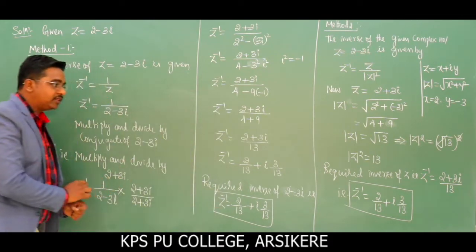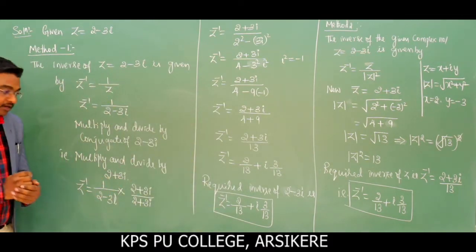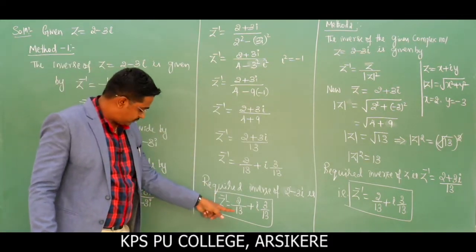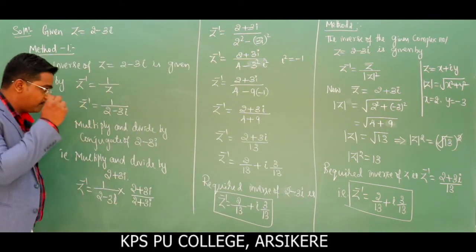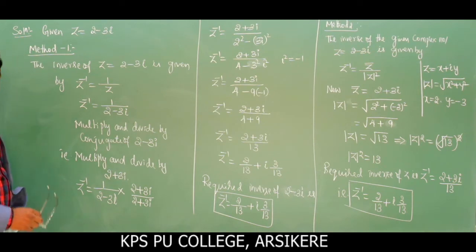Just observing both the methods, we have the same complex number, right? So z inverse is equal to 2 divided by 13 plus i into 3 divided by 13 in the first method, and in the second method also z inverse is equal to 2 divided by 13 plus i times 3 divided by 13. So both give the same number. Take a pause and note down all the things I have written here.